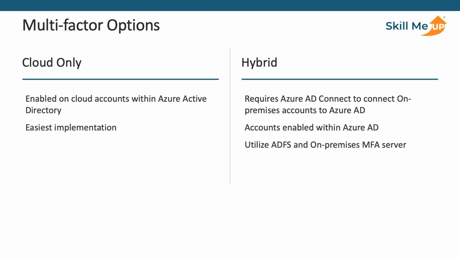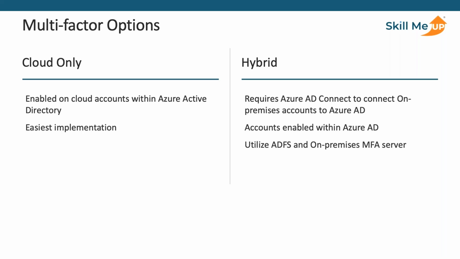Now, the multi-factor options are available to us. There are kind of two types. Well, I suppose there's three, because the third one would be third-party integration, because obviously Microsoft 365 does support that. There's a cloud-only option, which is enabled on cloud accounts. Now, a cloud account would be one that you create in Azure Active Directory versus importing the account from on-premises, and you assign the multi-factor to the cloud account, and it's the easiest implementation possible.